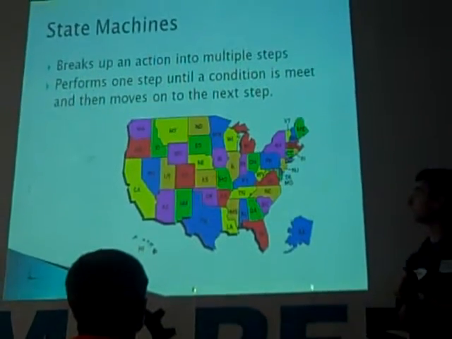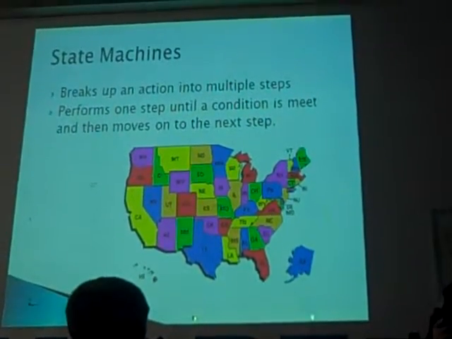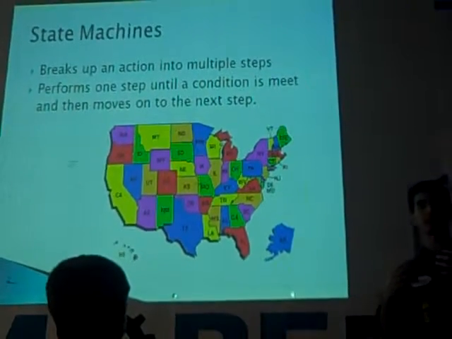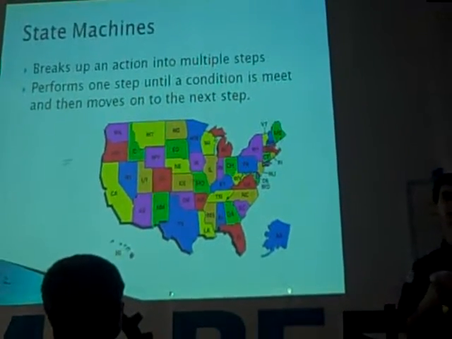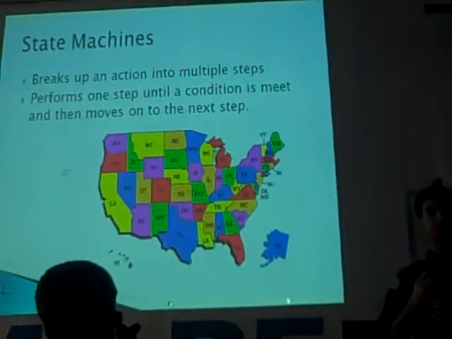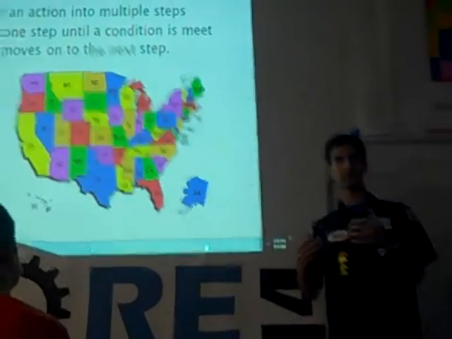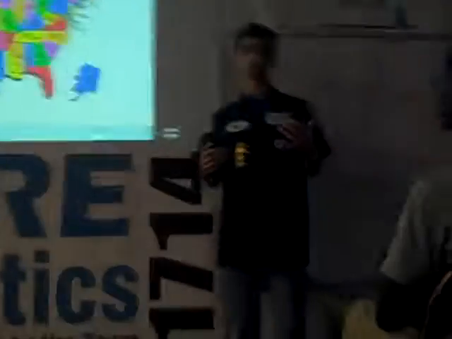Another thing we use that's very important is called a state machine. A state machine is a piece of code that breaks down complex actions into multiple steps. It performs one step at a time until a condition is met, and then it moves on to the next step.